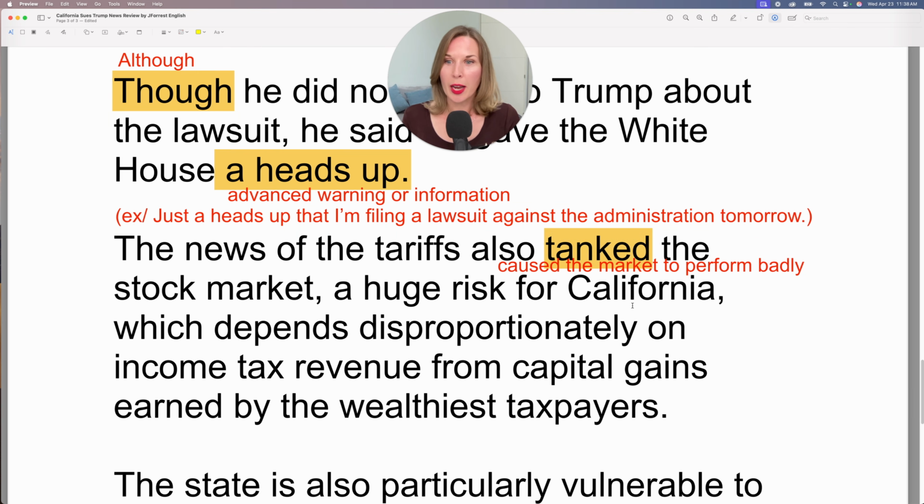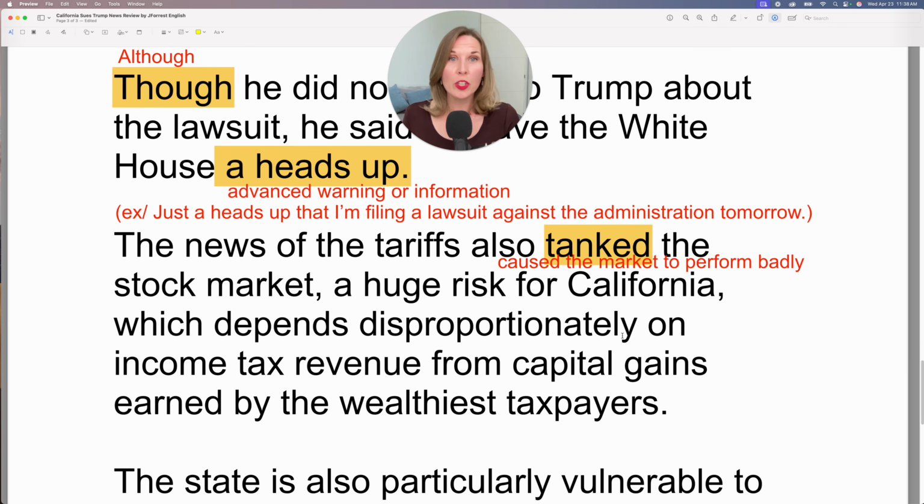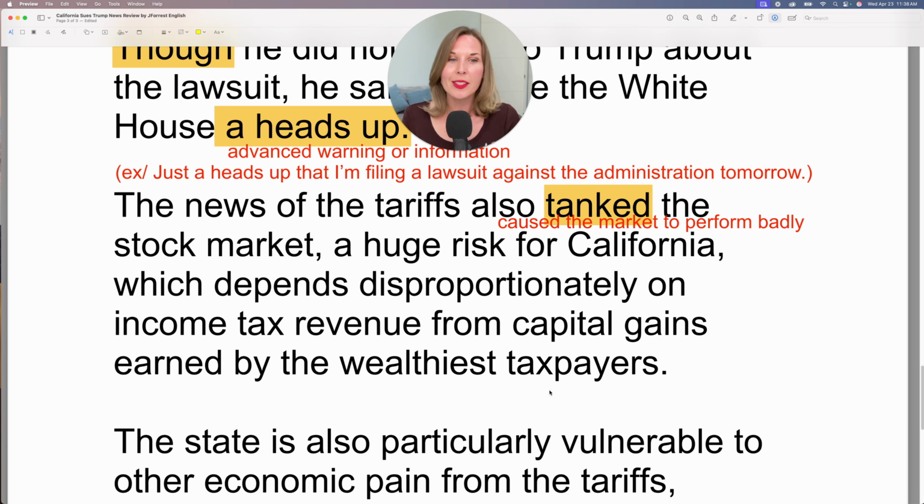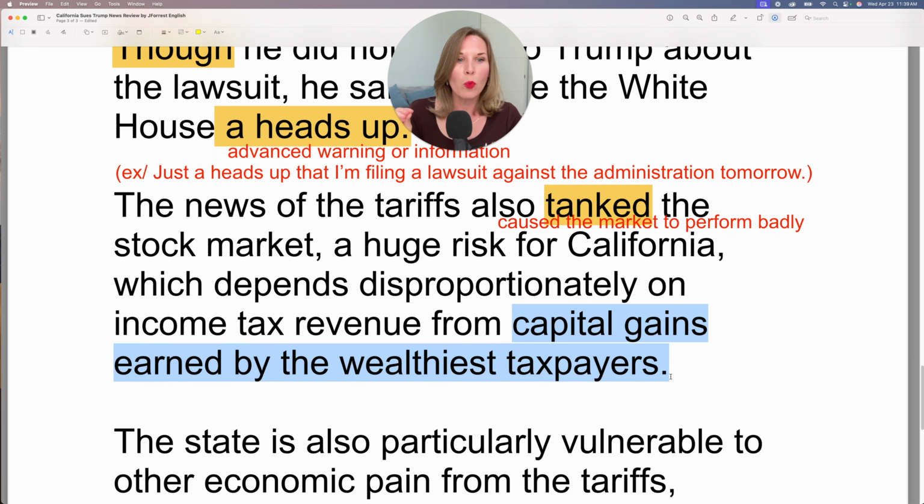A huge risk for California, which depends disproportionately on income tax revenue from capital gains earned by the wealthiest taxpayers. Revenue represents the money that a government earns. It's also used in a business context, so the money that a company earns. Now, in this case, the revenue specifically from income tax, because the government receives revenue from different sources. One of those sources is income tax revenue, but it's going even further. Well, income tax revenue has many different sources as well. So in this case, it's income tax revenue from capital gains earned by the wealthiest taxpayers.